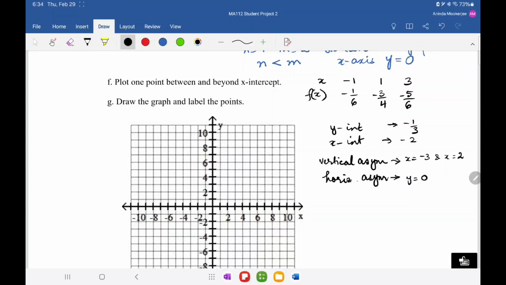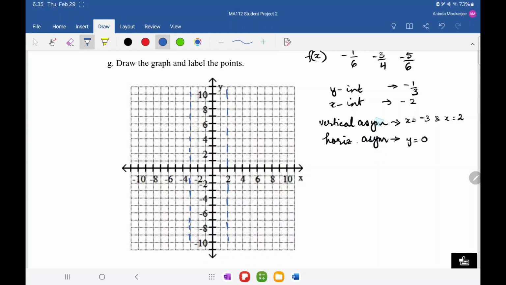So let's first draw our vertical asymptotes with dashed lines. So we use a different color. x equals -3. So I'm going to draw my vertical asymptote with dashed lines. And the other vertical asymptote is at x equals 2. So let's quickly draw those. An asymptote should always be drawn with dashed lines.